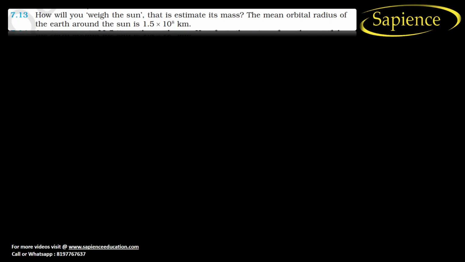Now let us discuss question number 7.13. How will you weigh the Sun? Estimate its mass. The mean orbital radius of the Earth around the Sun is 1.5 into 10 power 8 kilometer. So it can be written as the mean radius, that is Re, equal to 1.5 into 10 power 11 meter. So we should take it as a standard. So how will you do this?